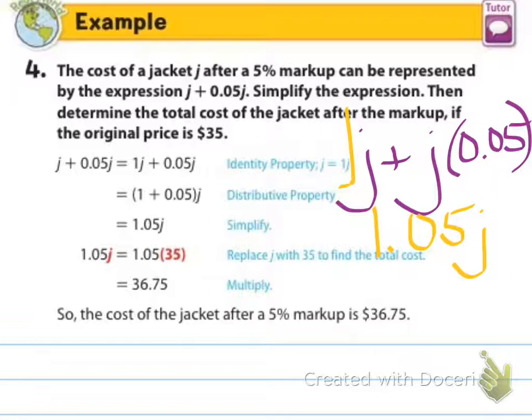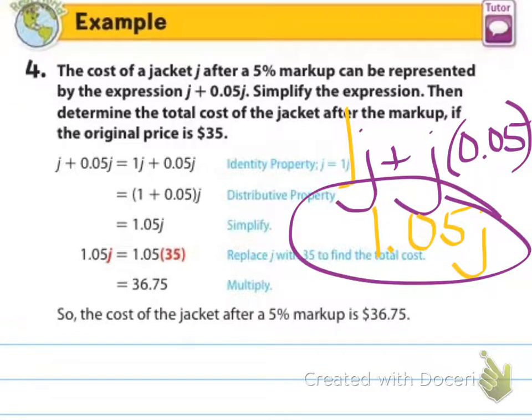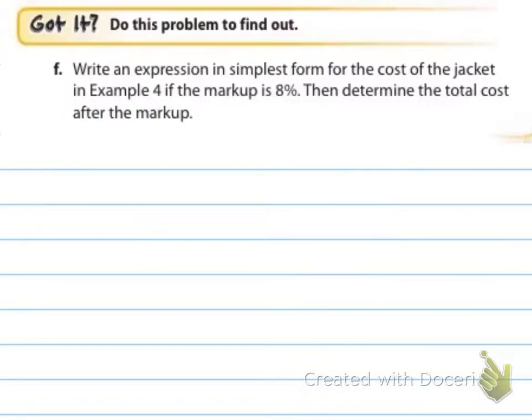So 1.05 times J. Then they tell you later, because they wanted you to do this, that the cost of the jacket is $35, so it's going to be 105% of $35, which is 1.05 times 35, $36.75. It makes sense that when they mark up the price, it's more than the original cost. So it should be $36.75 because it's more expensive than what they purchased it for.